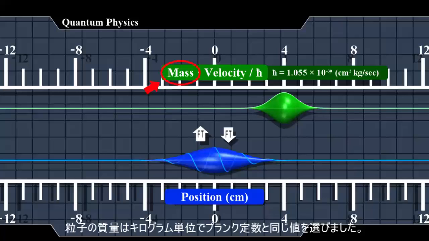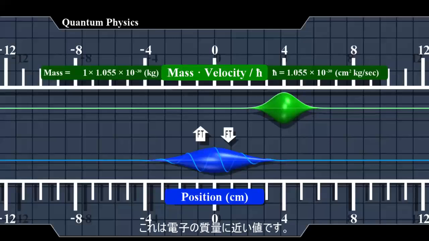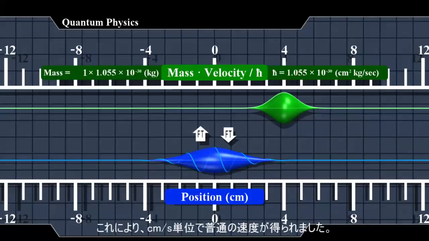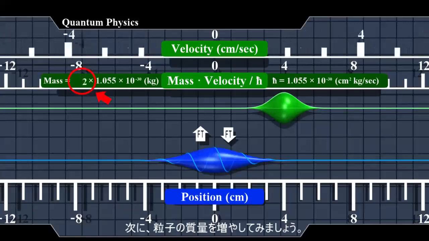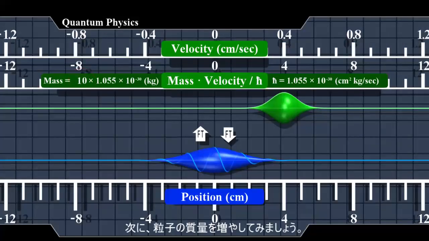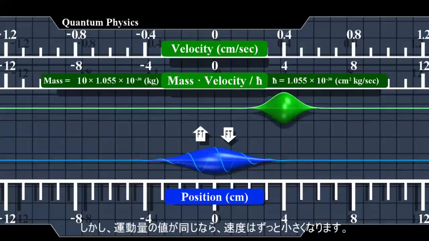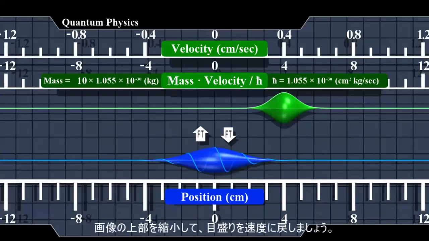For the mass of the particle, we chose the same value as h-bar in kilograms. This is close to the mass of an electron. So the mass and h-bar canceled each other out, and we ended up with plain velocity in centimeters per second. Now let's increase the particle's mass. The two wave functions remain the same. The uncertainty principle is the same. But the same values of momentum now translate to much lower velocities. Let's shrink the upper part of the image to bring velocity back to scale.